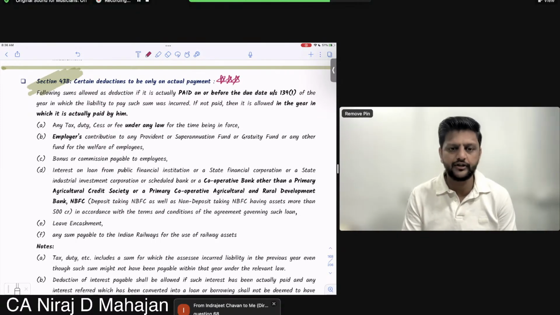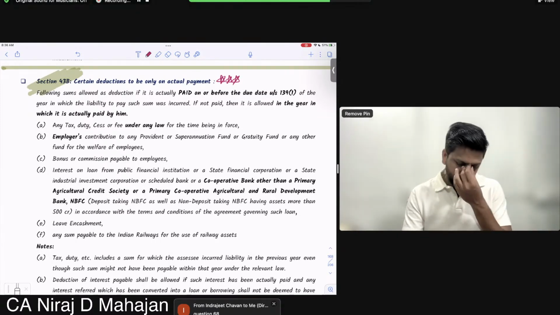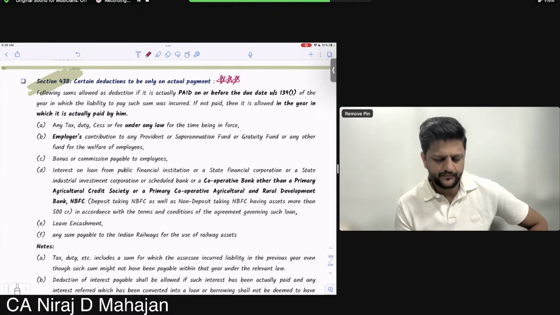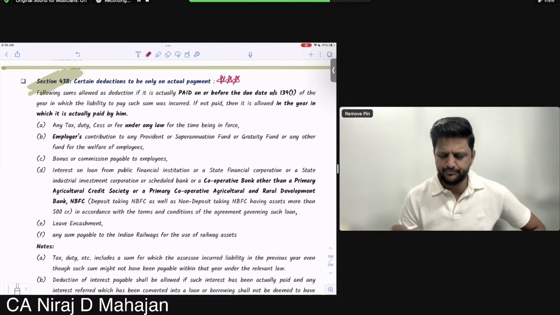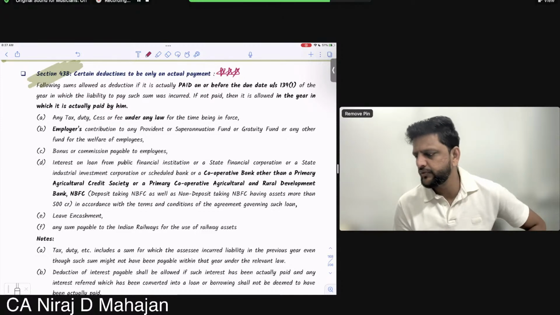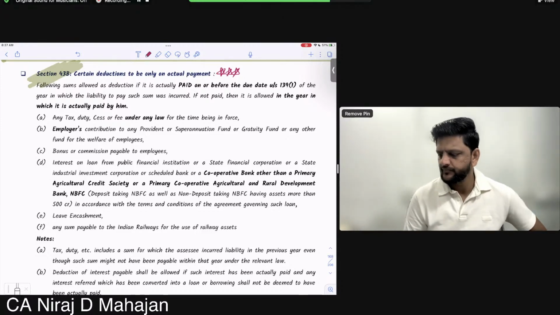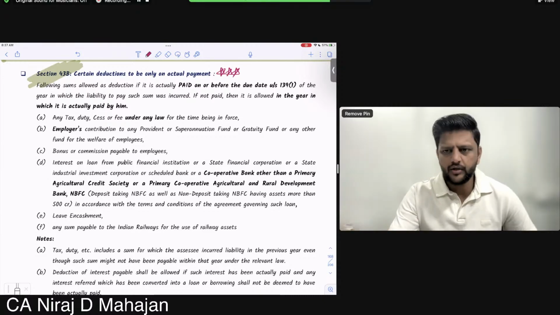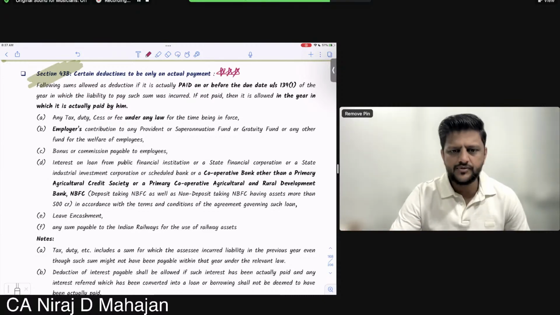Ready? 43B. Certain deductions are to be allowed only on actual payment. Understand the difference now, what I'm trying to tell you here. Certain deductions will be allowed only on actual payment. P&L debit items, we are talking about P&L debit.